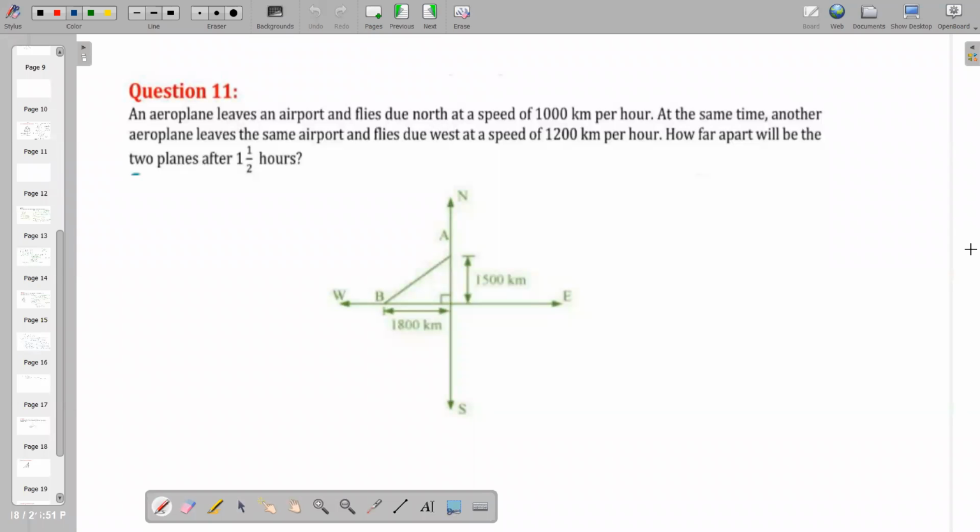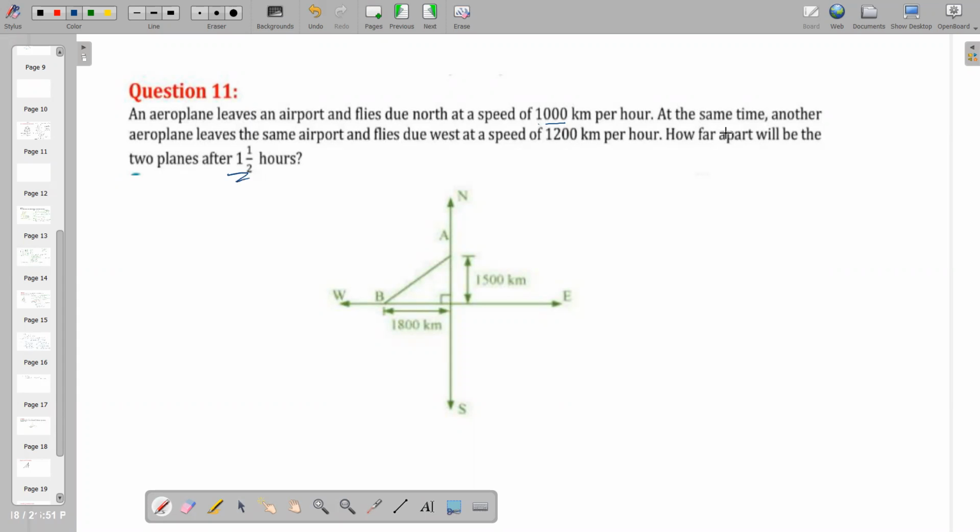Given that an aeroplane leaves an airport and flies due north at a speed of 1000 km/h. That means the speed is given here. The time is given, isn't it? Yes, the time is given here.